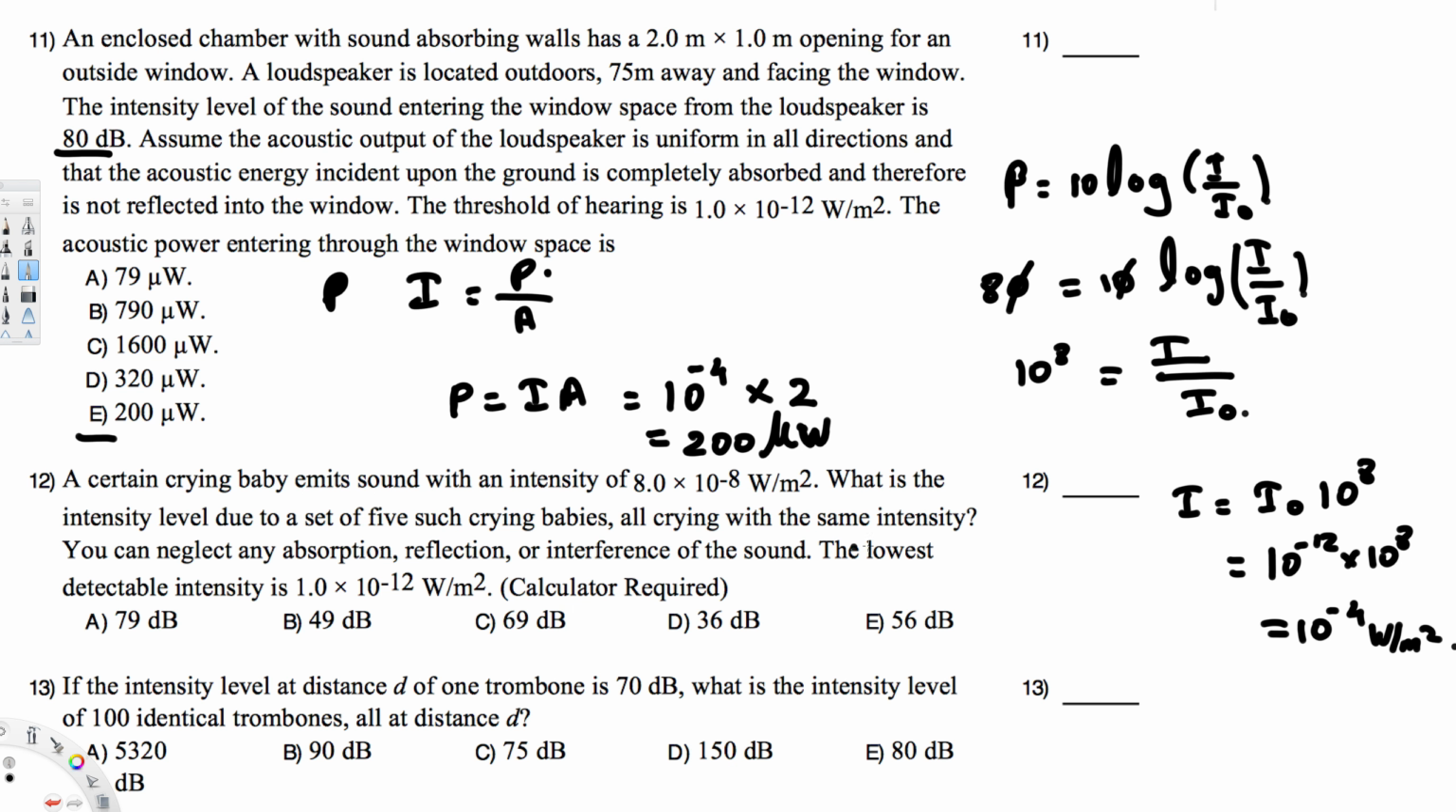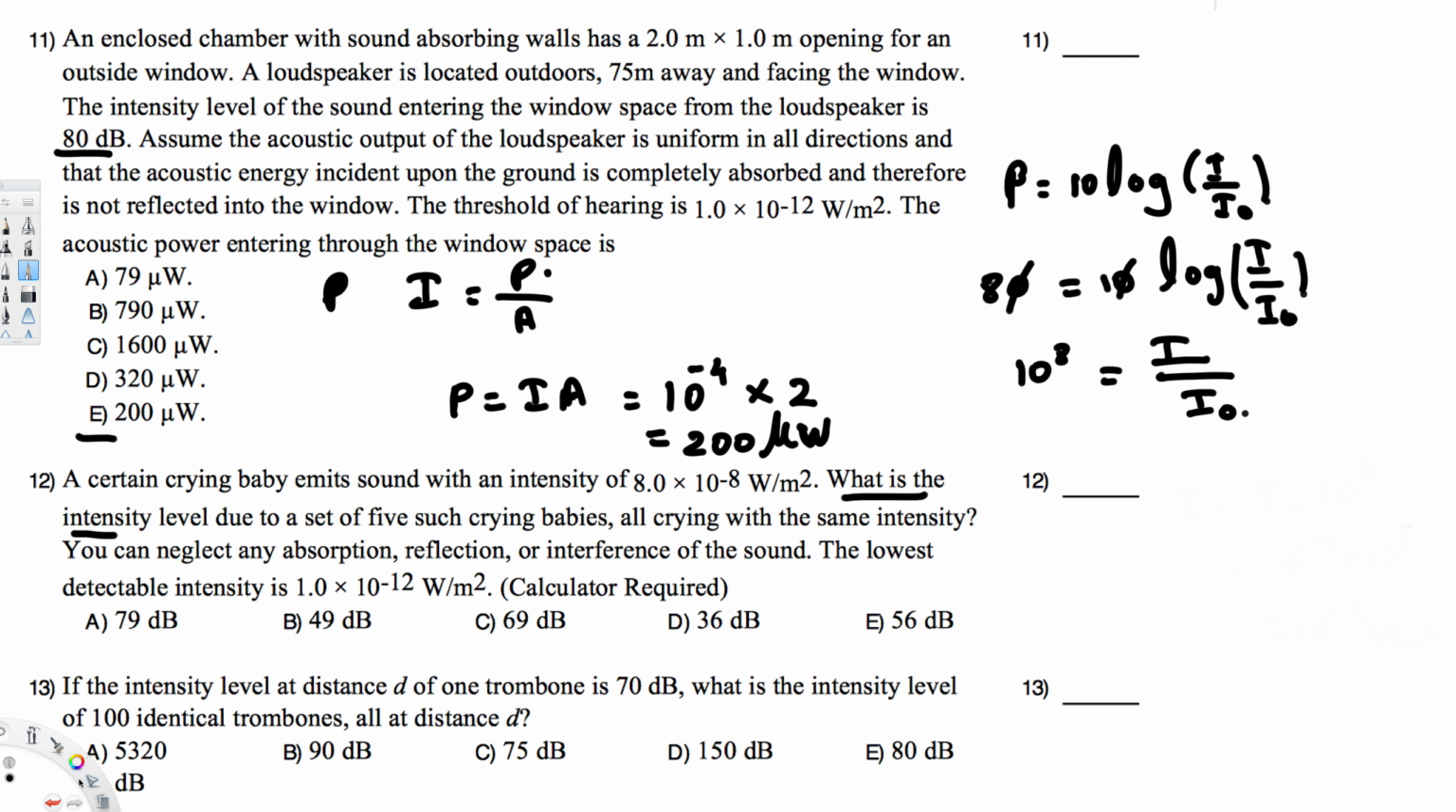So here they are asking for the intensity. What is the intensity level due to these crying babies? And the answers are given in decibel. So here we have to use this same equation again. Beta is equal to 10 log I over I naught. Okay, let's get rid of this part right here.